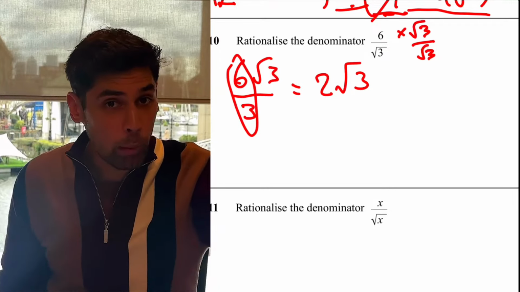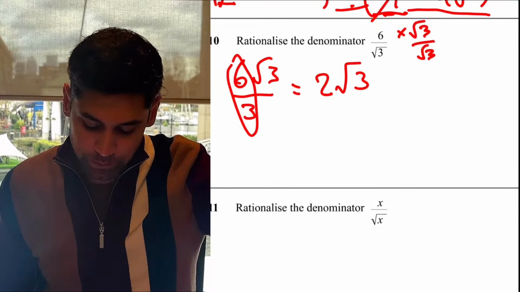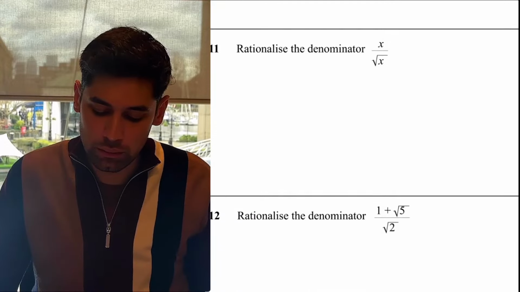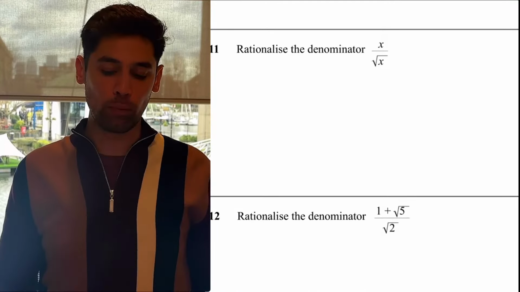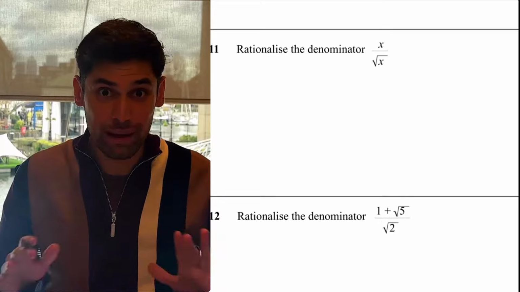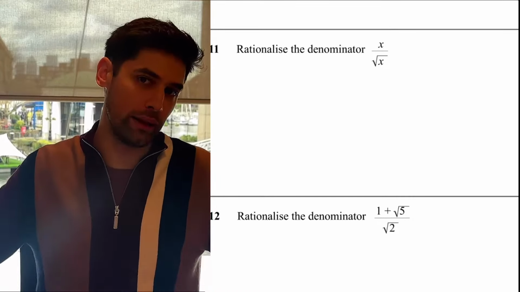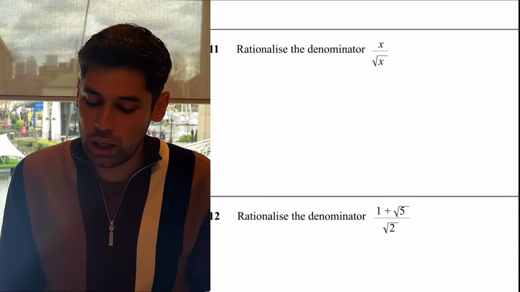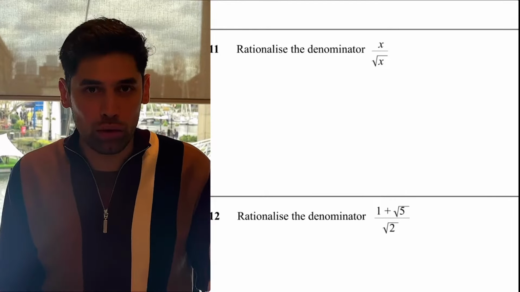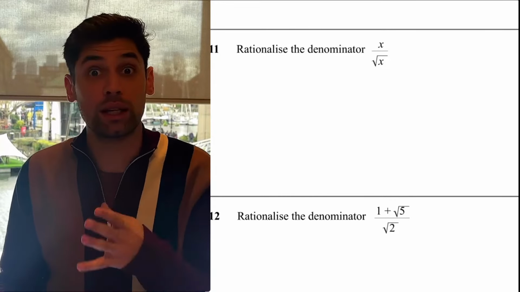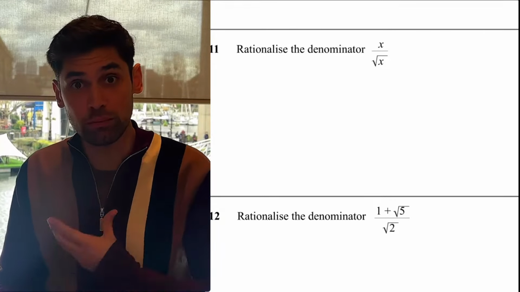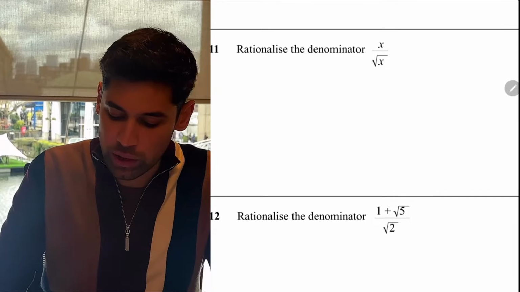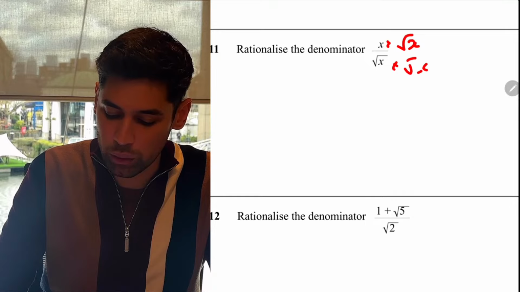So remember, you times the top and bottom by the denominator. This next question. Now, things always look more complicated when algebra is involved, but in fact the method is exactly the same, and that's the beauty about learning the structure of maths. The structure is always the same no matter what values they throw at us. So we are still, once again, going to times the top and bottom by the denominator. So we times the top by root x, and we times the bottom by root x.